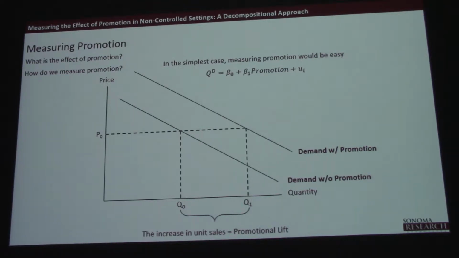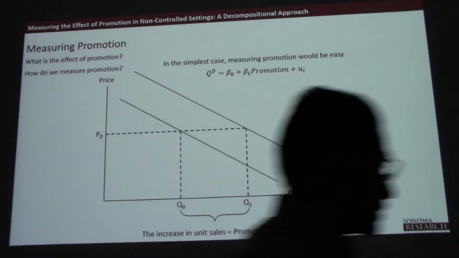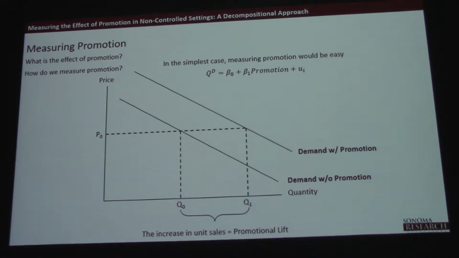And it's pretty easy. This is about as easy as it gets. But anyone in the industry knows, there we go, there's our dummy. And our beta 1 coefficient tells us how much more we sell on promotion relative to off promotion. It gives us the size of that shifter.